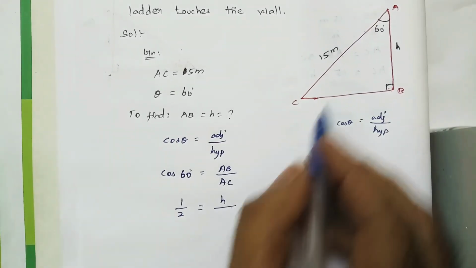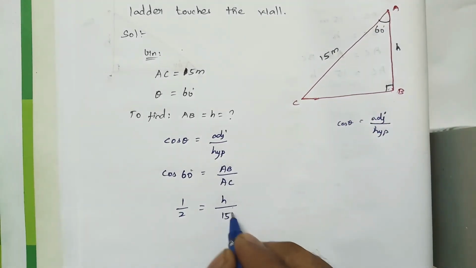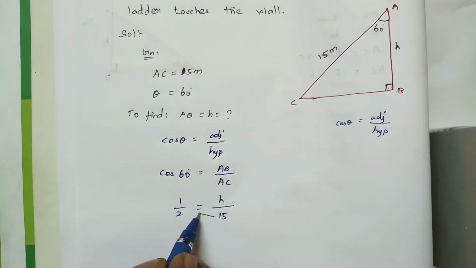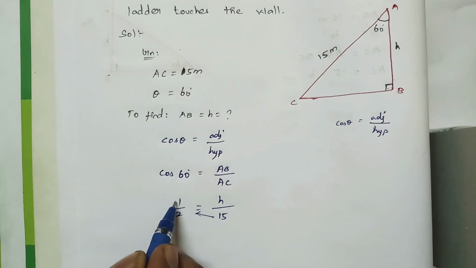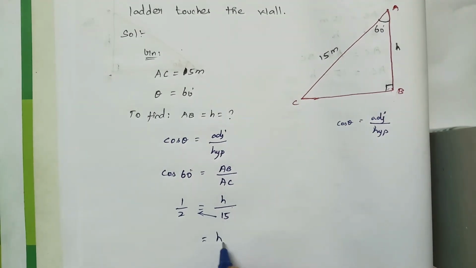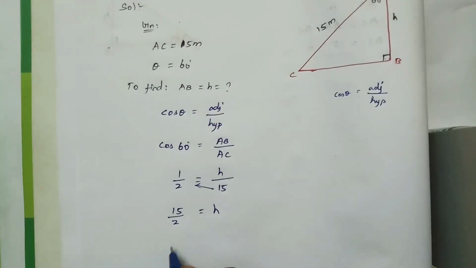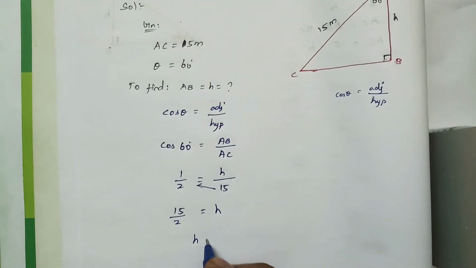H divided by AC is equal to 15 meter, right? AB is equal to H and AC is equal to 15. Just taking the 15 to the LHS, divide will become multiply. So H is equal to 15 divided by 2. 15 divided by 2 is equal to 7.5 meter. Therefore, H is equal to 7.5 meter.